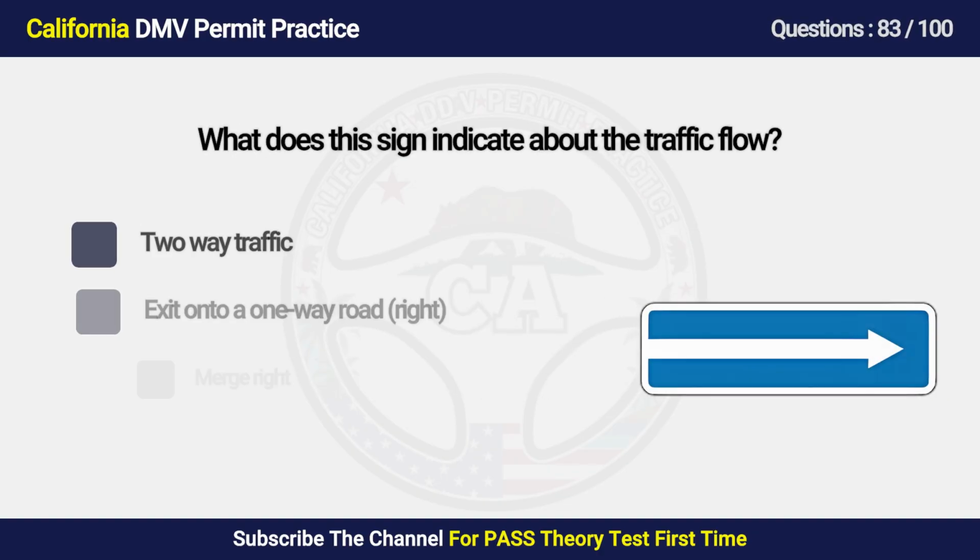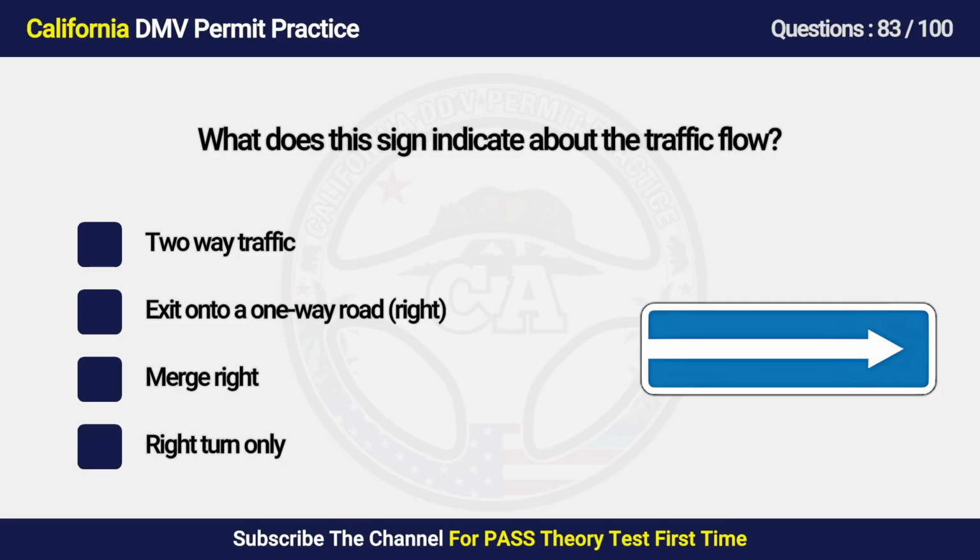Question 83. What does this sign indicate about the traffic flow? A. Two-way traffic. B. Exit onto a one-way road right. C. Merge right. D. Right turn only.